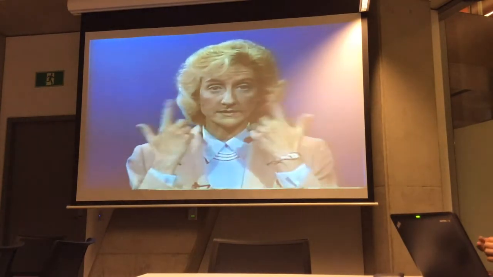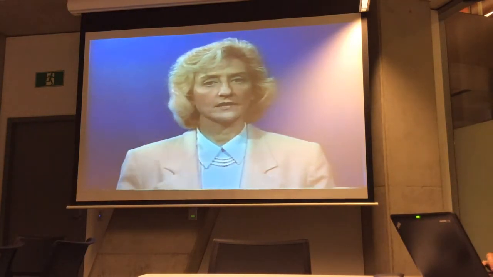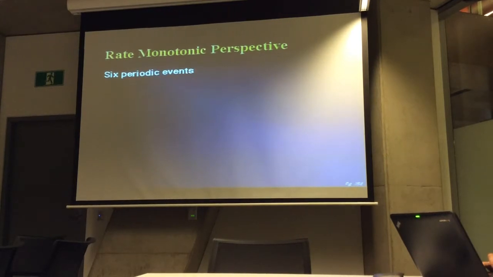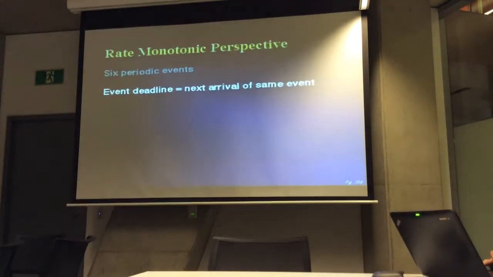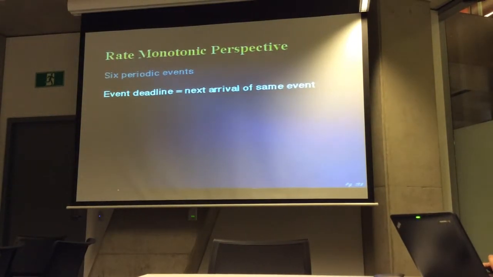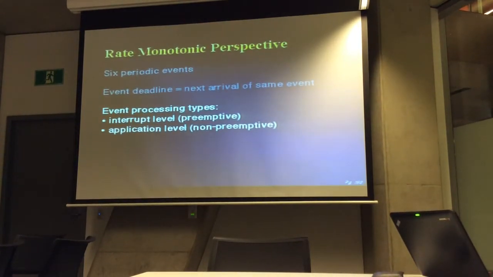Looking at the world through rate monotonic colored glasses, what can we say about the software in question? There are 6 periodic events, even though it's written as a single task. And in this application, each event's deadline is simply the next arrival of the same event. We're not dealing with pre-period deadlines or any of those other variations on a theme that might change our analysis. For every event, there are 2 types of processing: the interrupt level to acknowledge the event, and also the application level to process the event.